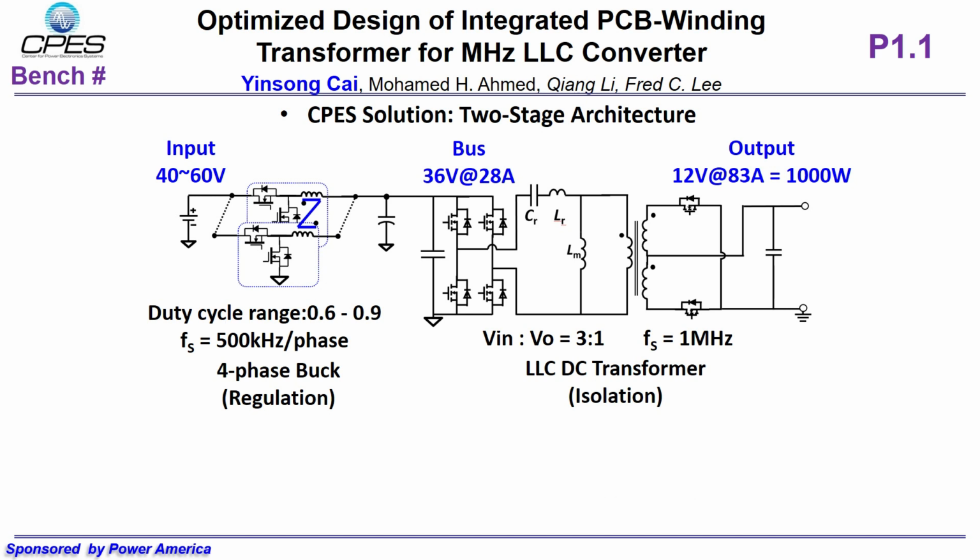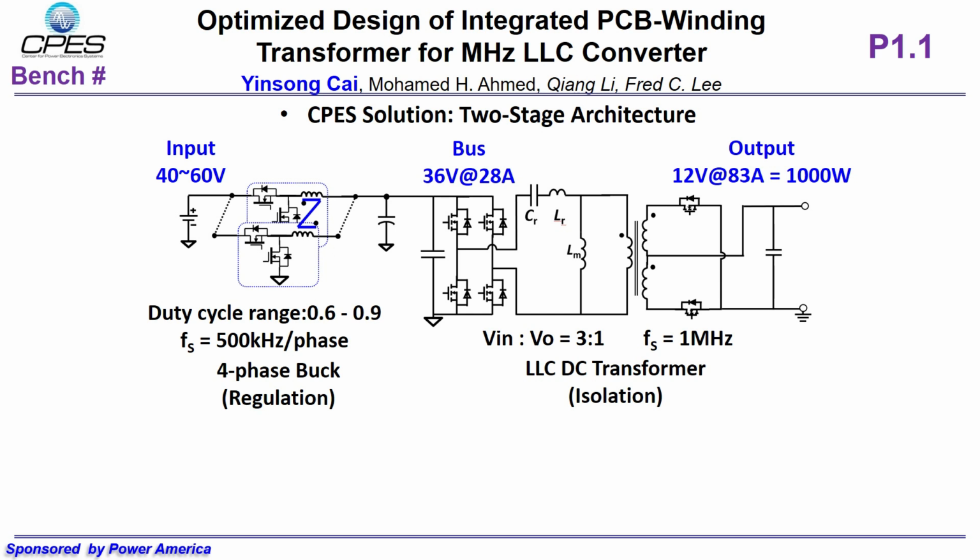This is the proposed two-stage architecture for the bus converter. The first stage is a four-phase buck converter running at 500 kHz per phase. The first stage is used as the regulation stage. The second stage is an LLC converter for isolation. It functions as a DC transformer with a 3:1 voltage ratio.